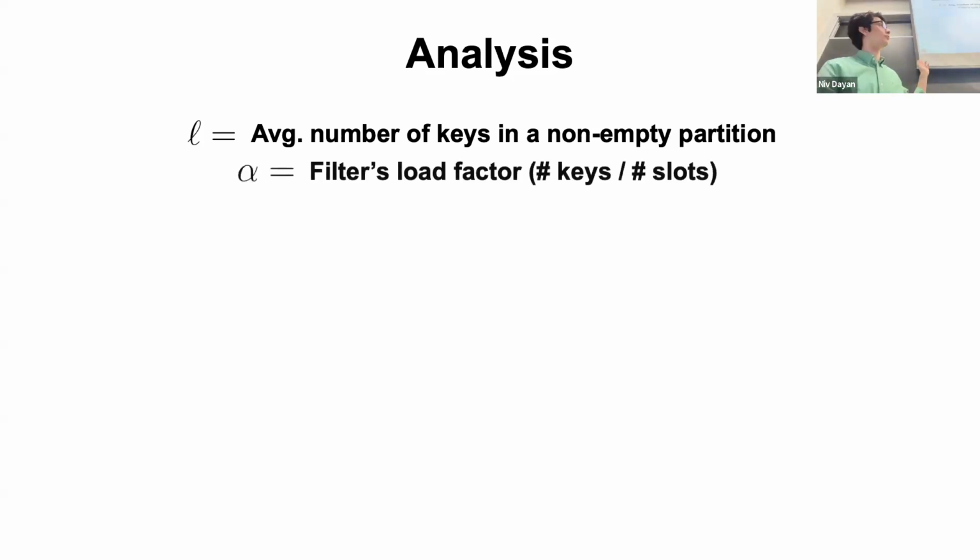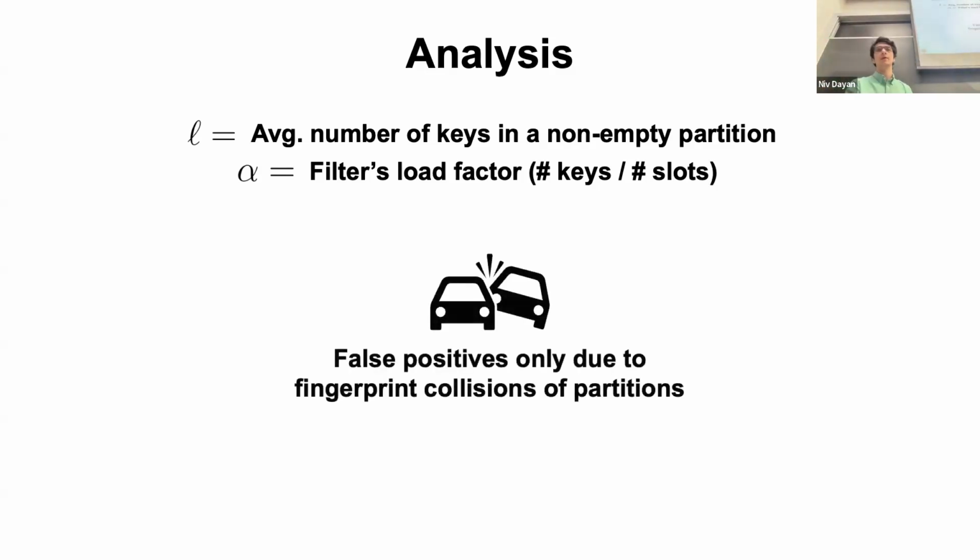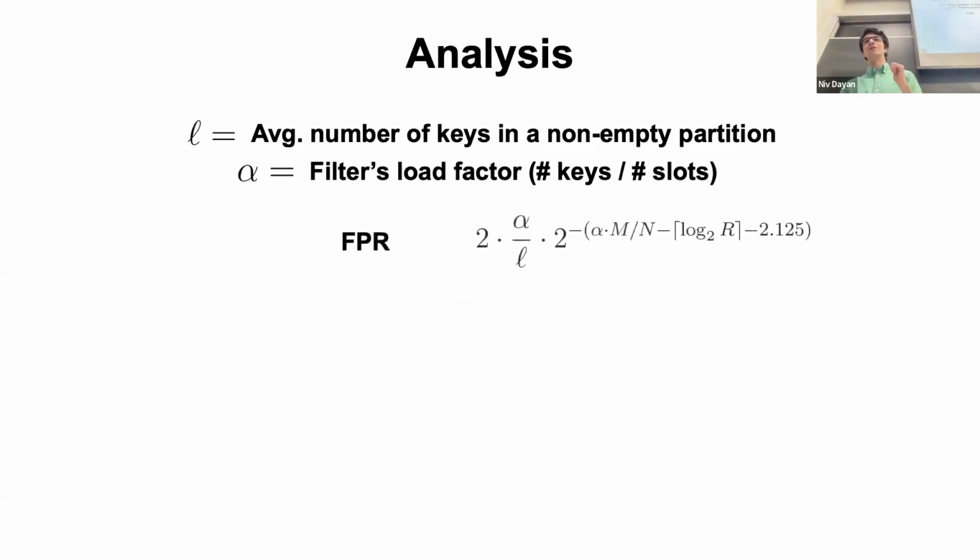Okay. I'm also going to refer by alpha to the filter's load factor, which is going to be the ratio of the number of keys to the number of slots. And this again ties back to your question. False positives only happen because of fingerprint collisions of the partitions. Now, given this observation, you can derive the following ugly FPR expression right here.